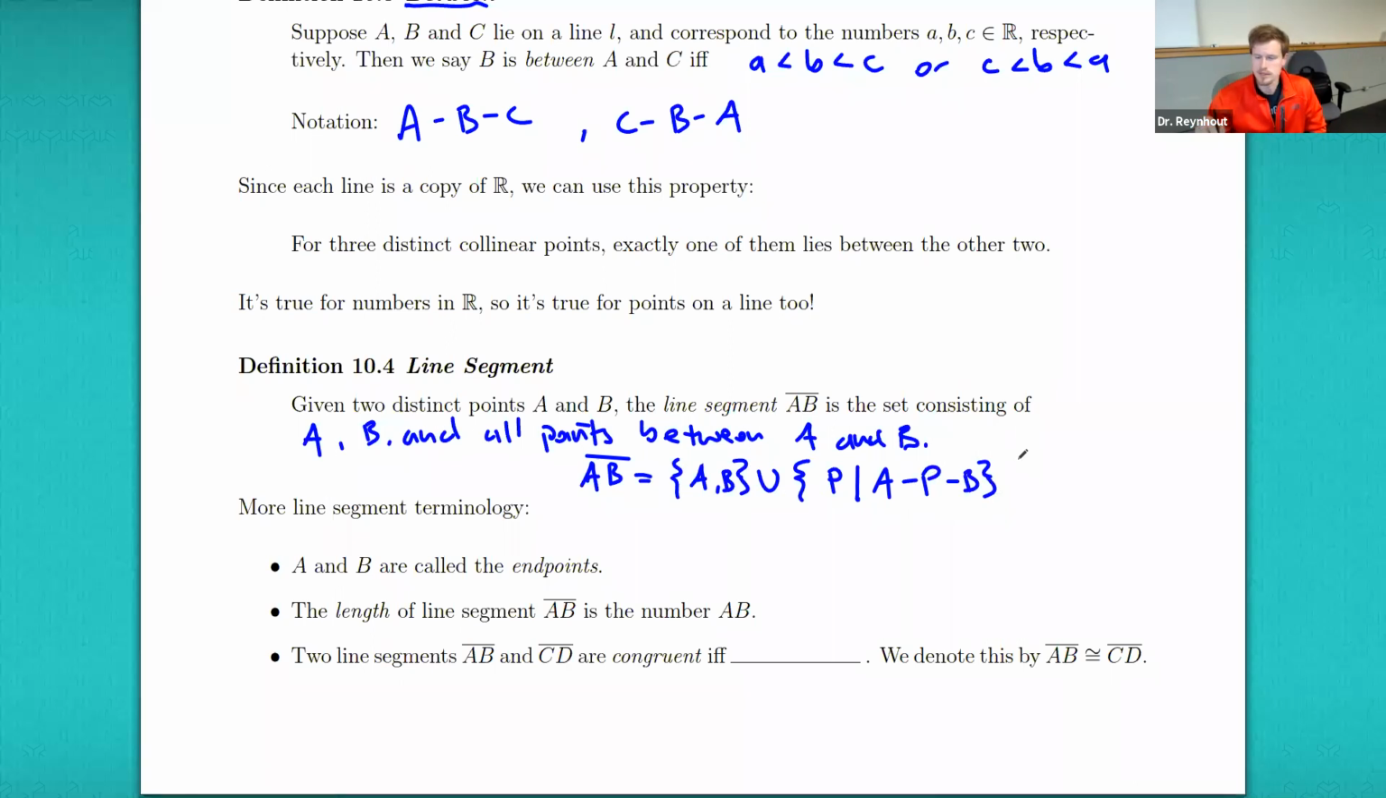So A and B are called the endpoints of the line segment. And again, the length of the segment is the number AB. And two line segments AB and CD are congruent if and only if the distance AB is equal to the distance CD. And we denote this by AB is congruent to CD.